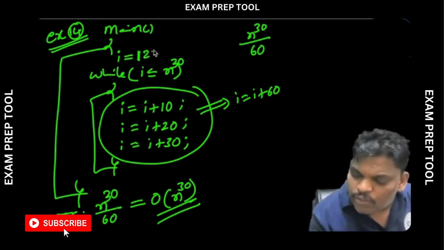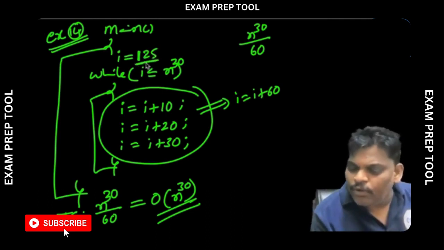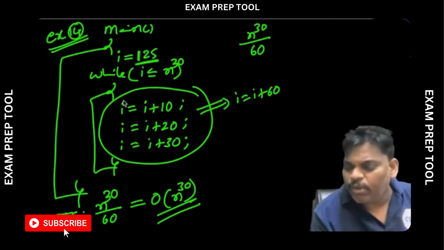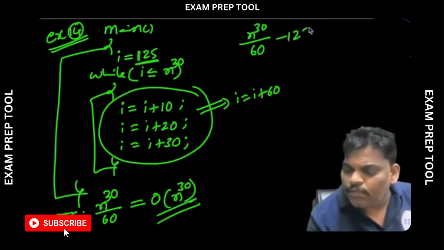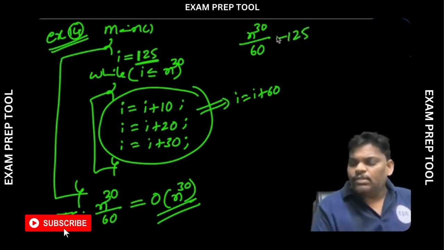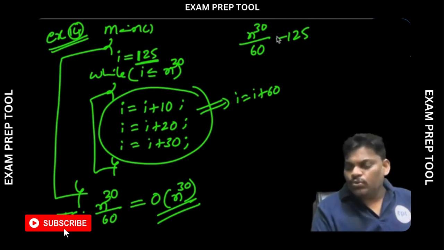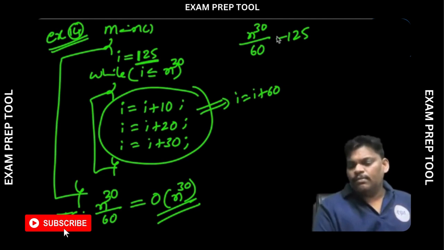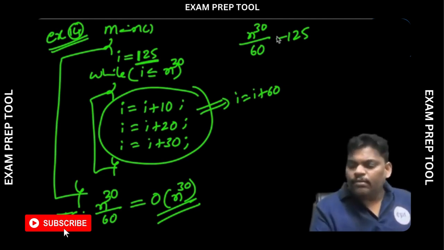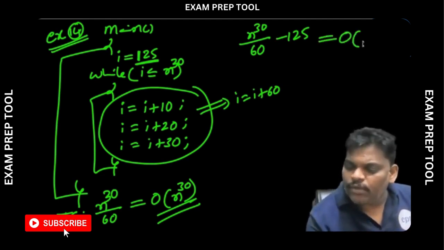Suppose, assume that it's 125. Already 125 is done. We have to do the remaining, so minus 125. Already some work is done, so the remaining should be done, which is nothing but big O of n power 30.